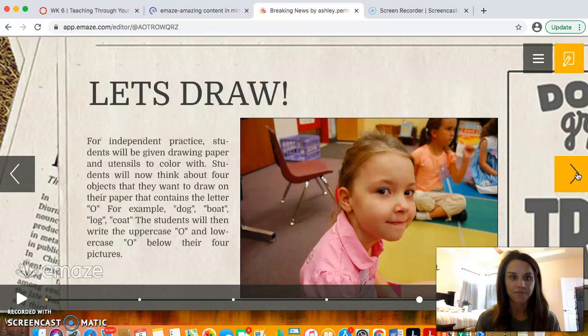Now let's draw. So for independent practice, the students will be given drawing paper and utensils to color with. Students will now think about 4 objects that they want to draw on their paper that contain the letter O. For example, dog, boat, log, coat. The students will then write the uppercase O and the lowercase o below their 4 pictures.